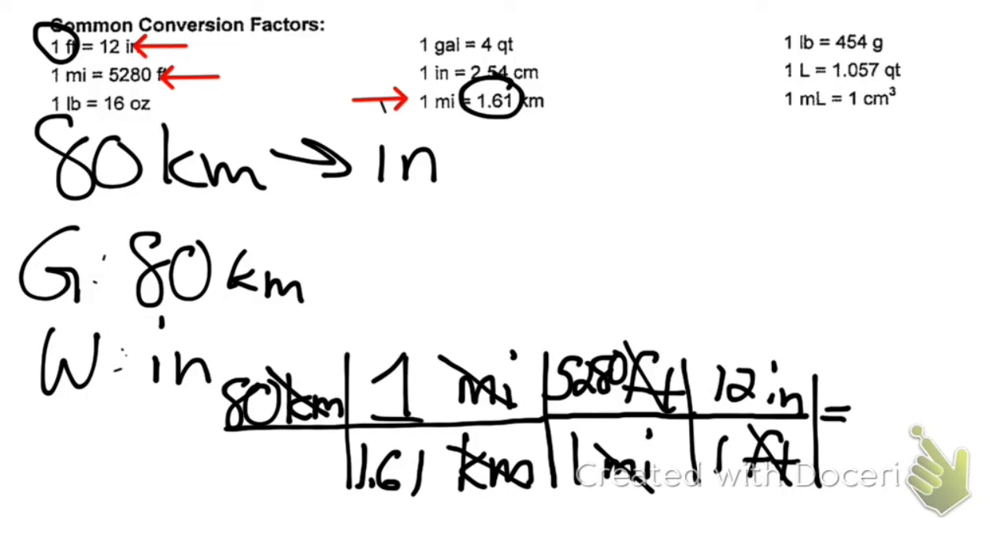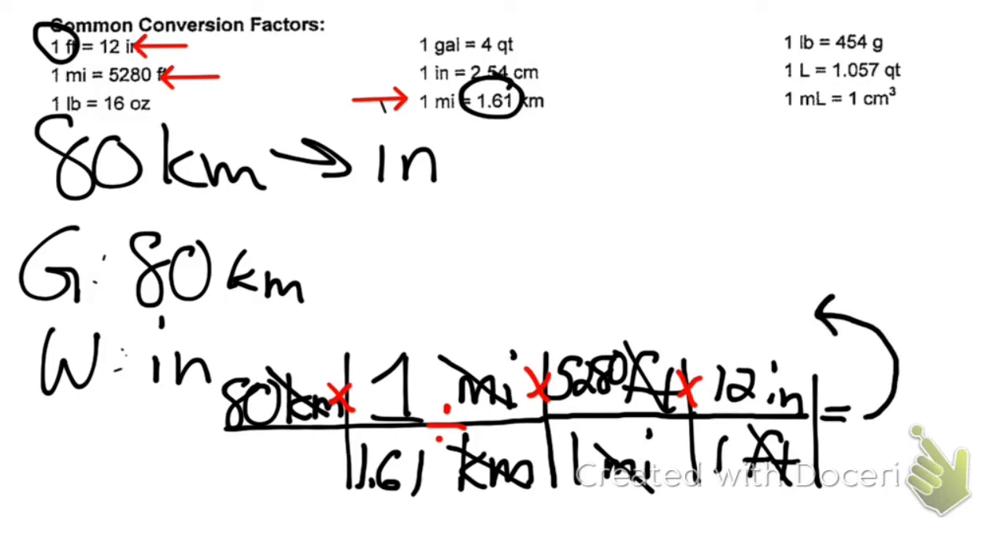Everything on top we're going to multiply, so 80 times 1 times 5,280 times 12. And then we're going to divide everything on the bottom. So can I just say divided by 1.61, since everything else is 1s, so it's not going to change. And if I put all of that together, wow, that's a lot of big numbers in inches. I didn't leave myself enough space, so I'm going to put that right there.